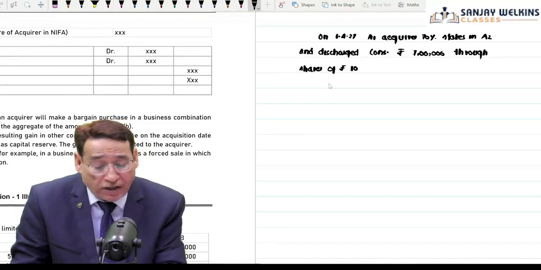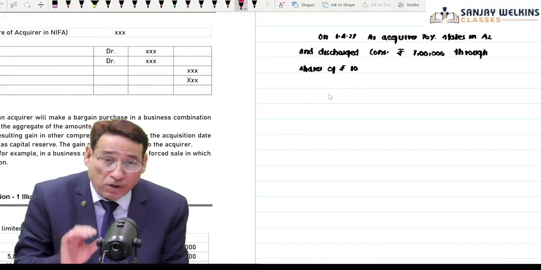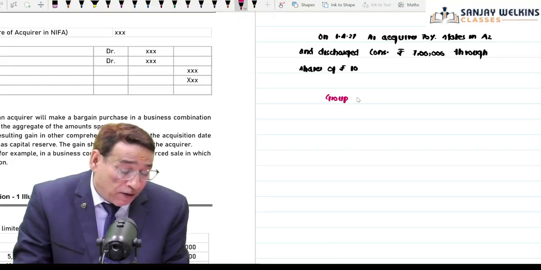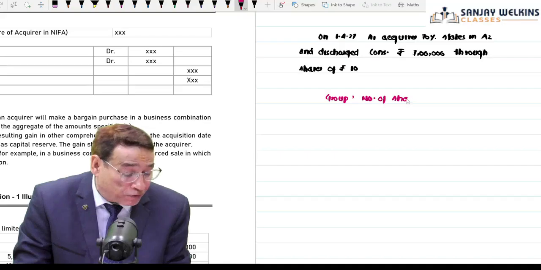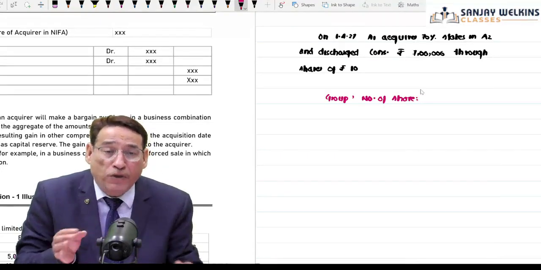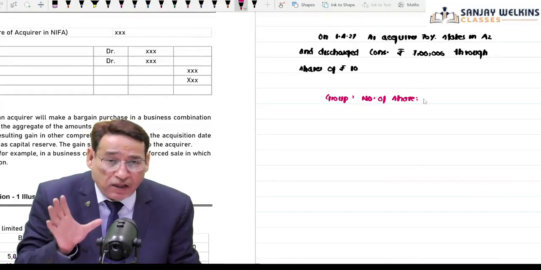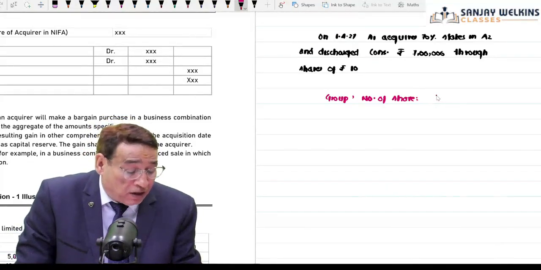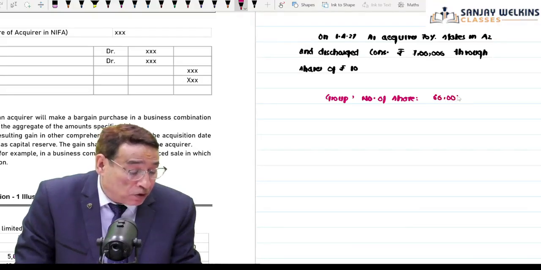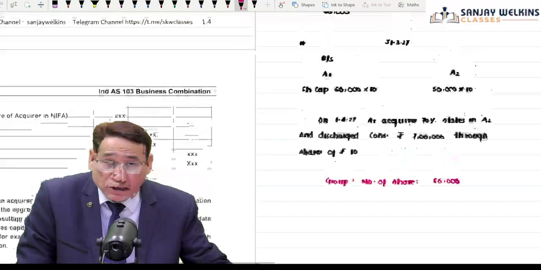And in order to find out the accounting acquirer, first of all you write here: group's number of shares. I have already told you, in order to know the number of shares of the group, first of all you coolly find out who is the legal acquirer. A1 is the legal acquirer, and the share capital of A1 is 60,000, it is given. Share capital of A1 is 60,000, correct?